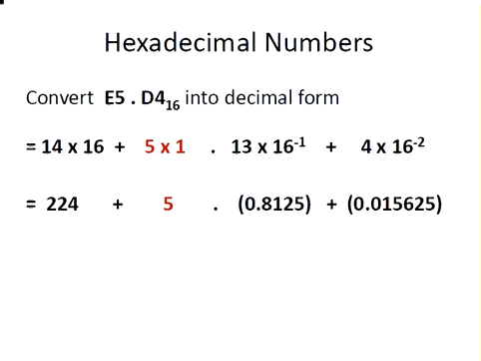Now get the calculators out. 13 by 16 to the power of minus 1. That's essentially 13 divided by 16. That is 0.8125. And lastly, 4 by 16 to the power of minus 2. That's 4 divided by 16 squared, or 4 divided by 256. And what we get there is 0.015625.